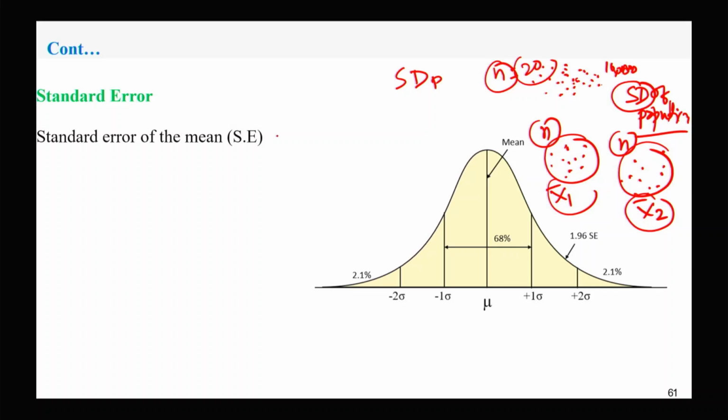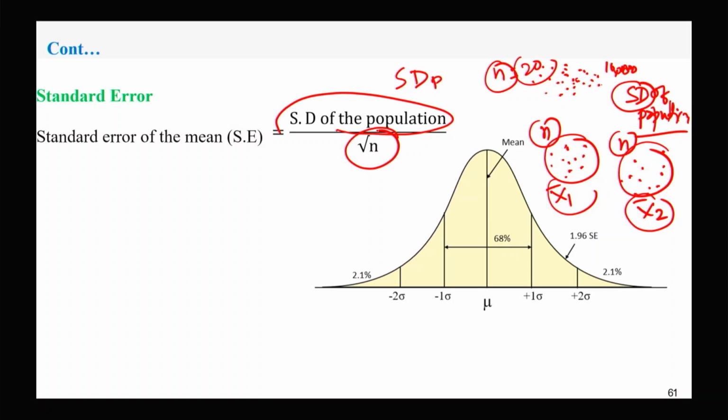Therefore the relationship will be: standard deviation of the population divided by the square root of n, where n is the number of specimens. We will discuss this later; this is the standard error of the mean.